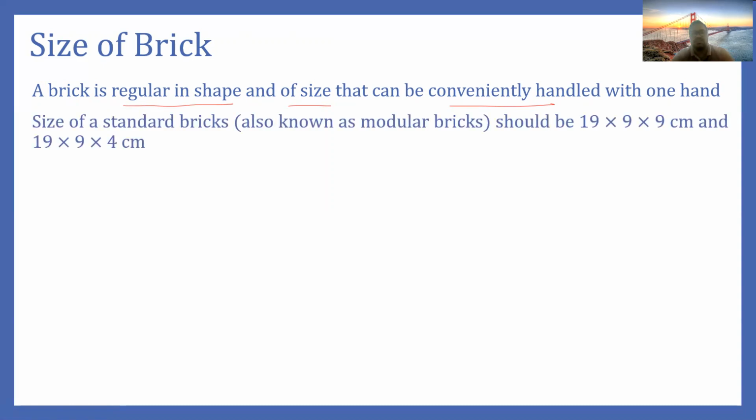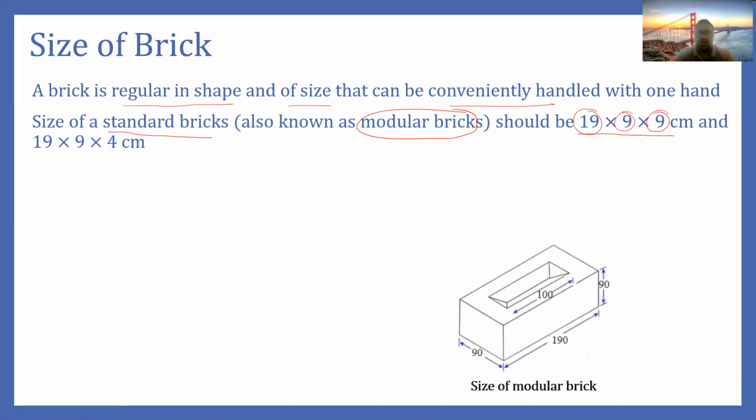Basically in our country, we use two types of brick. One is called the standard brick, also known as the modular brick. The size of the brick in this case is 19 by 9 by 9 centimeter. 19 is the length, 9 the width and 9 the height of the brick. And we also use brick tile. The size of brick tile is 19 by 9 by 4 centimeter. So here you can see this is the height of brick, this is the length, and this is the width. If the height is half, then we have the brick tile. So that is one type of brick.